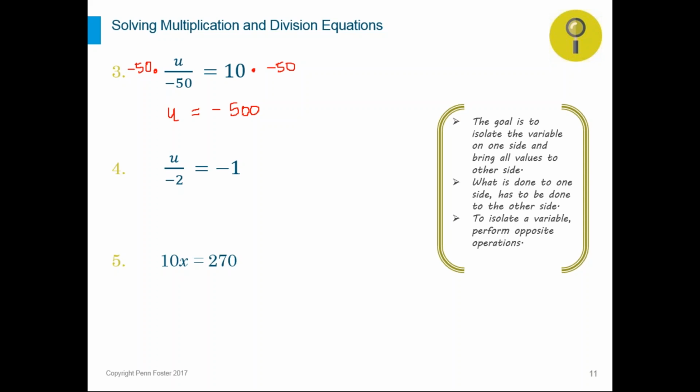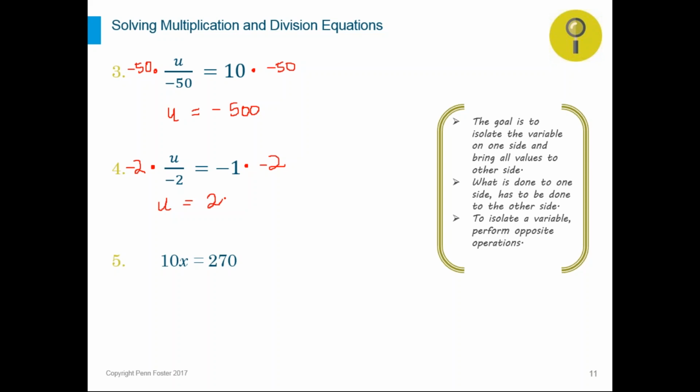Same thing with number 4. U divided by a negative 2 equals a negative 1. We need to be careful. The same thing: undo the division, multiply times a negative 2. Do the same thing on the right-hand side. Negative 2 and negative 2 will just cancel out to a 1. U equals a negative 1 times a negative 2, which will give you a positive 2. U equals positive 2.